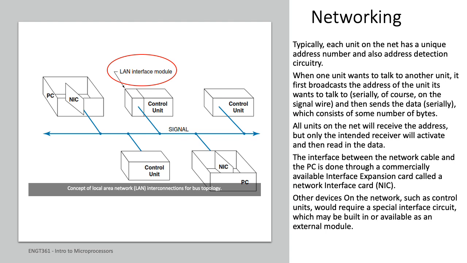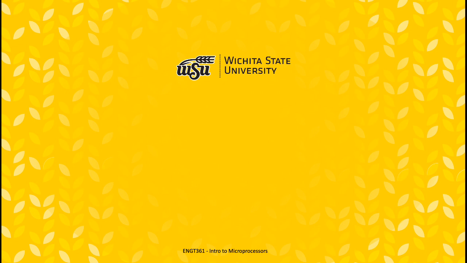Other devices on the network, such as control units, would require a special interface circuit, which may be built in or available as an external module. Control system networks are discussed further in Chapter 12. This brings us to the end of our look at parallel and serial interfaces.